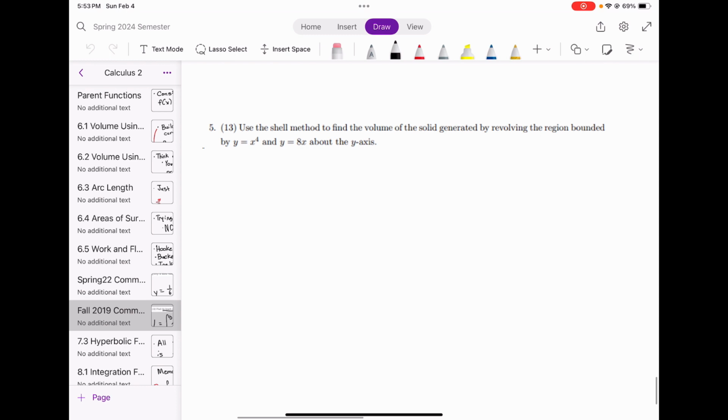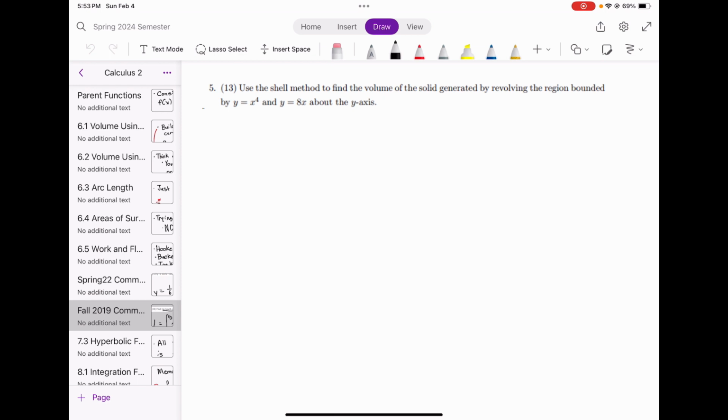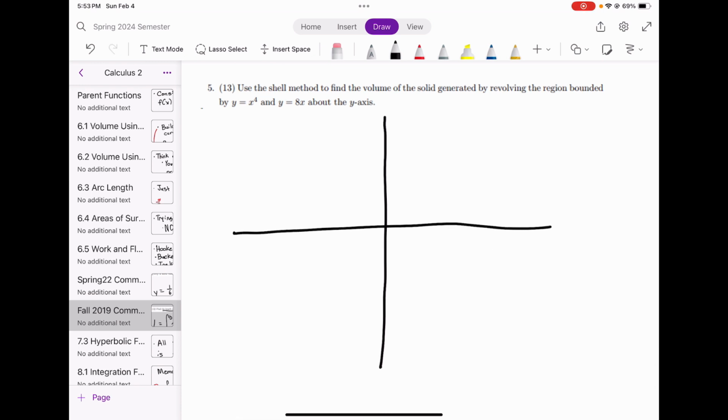Okay, so use the shell method to find the volume of a solid generated by revolving the region bounded by y equals x to the 4th and y equals 8x about the y-axis. They tell us right off the bat, use the shell method. So we can't use washer, and we can't use disk. I don't think you could use a cross-section anyway in this case, but if you could, you can't use it either. You have to use the shell method.